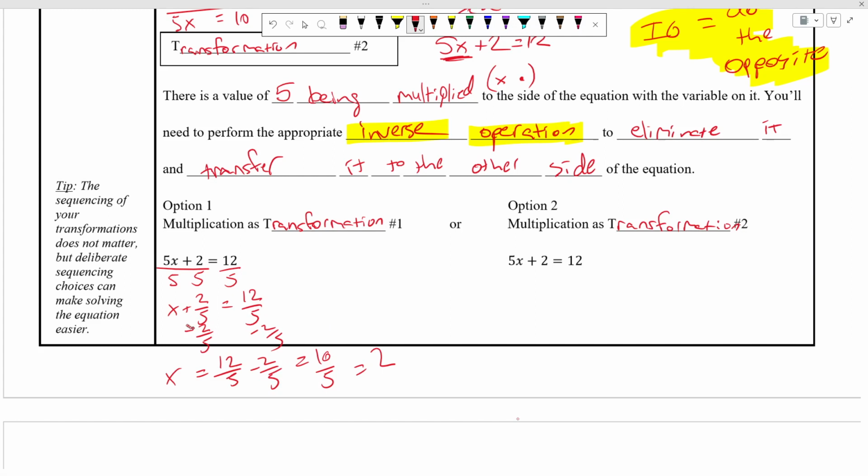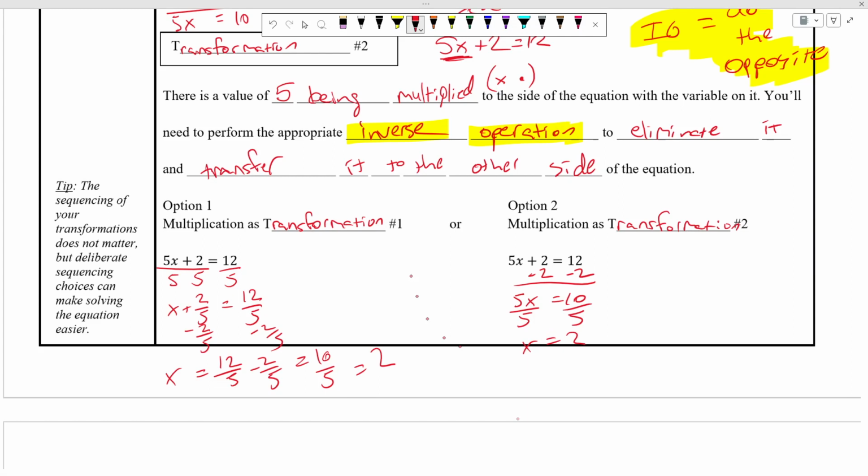Now, let me show you the other approach here. You can look at it as the second step that you do, or the second transformation that you undo. So if I were to do it as the second one, I would first need to get rid of this 2 like I did above. Okay, so 5x equals 10, just like we had before, and then divide everything on this side of the equation, which just happens to be this one term. Divide everything by the 5, x equals 2.